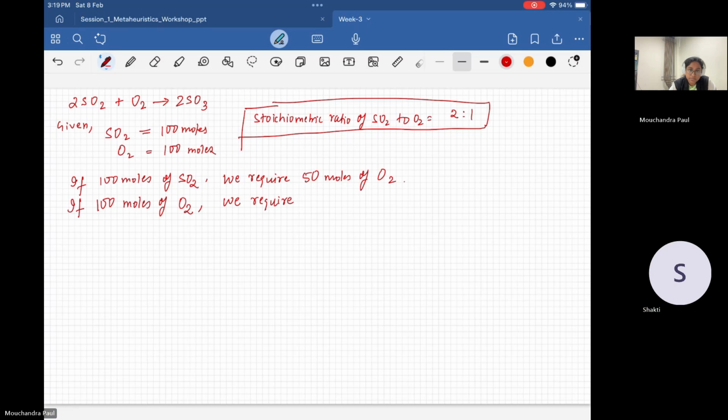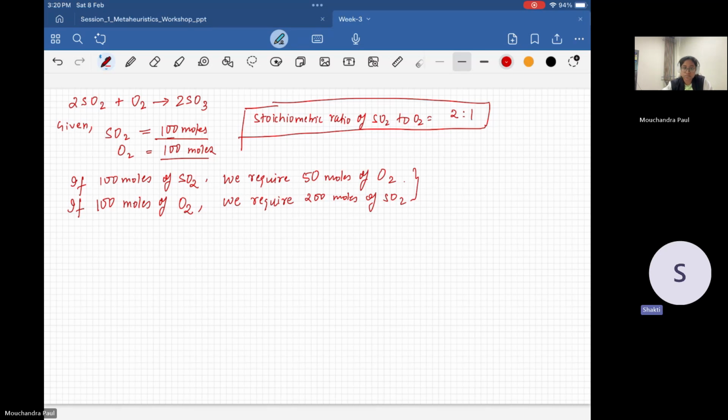50. No, not 50, 200, right? Yeah, 200, correct? So what is given to us? What is actually fed? The actual values fed are 100 moles of SO2 and 100 moles of O2. But stoichiometry dictates that we need 50 moles of O2 and 200 moles of SO2. So which is the limiting reactant in this case?